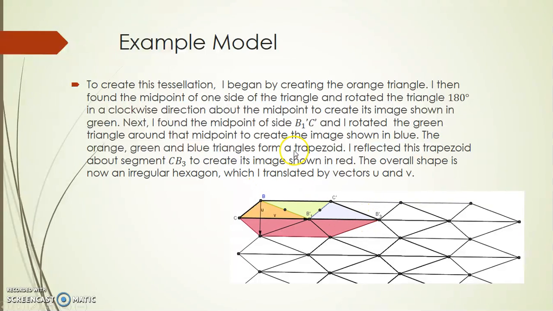The orange, green, and blue triangles form a trapezoid. And then in the model, they reflected this trapezoid around segment C to B3 to create the image shown in red, so an irregular hexagon. And then creating vectors V and U, they translated this hexagon over and over and over again.